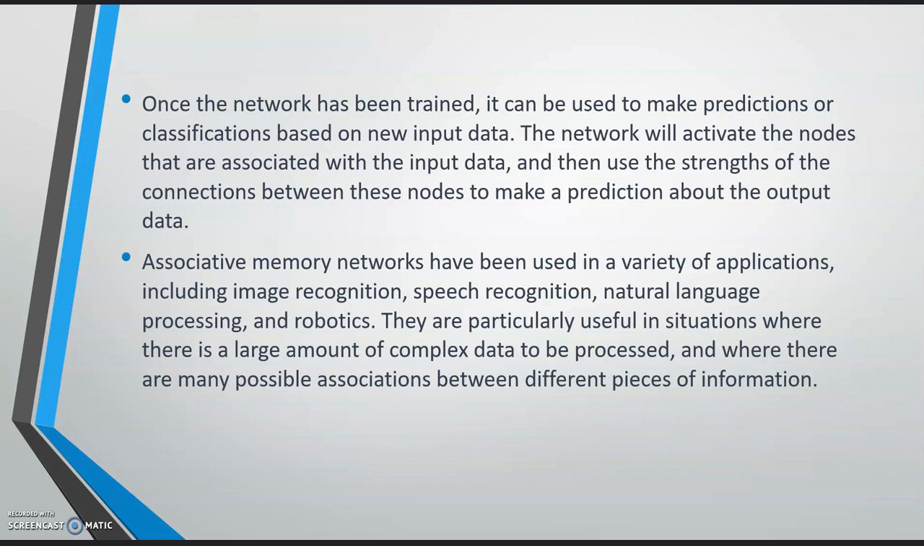Associative memory networks have been used in a variety of applications including image recognition, speech recognition, natural language processing, and robotics. They are particularly useful in situations where there is a large amount of complex data to be processed and where there are many possible associations between different pieces of information.